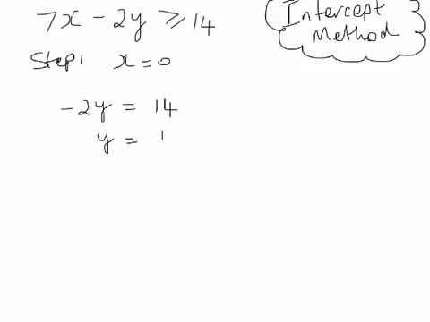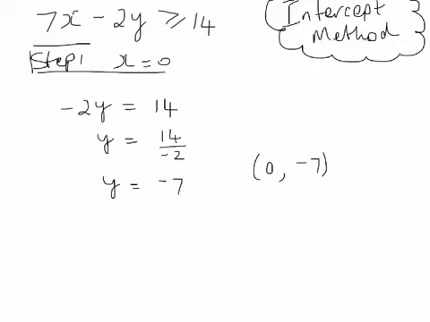So y is equal to 14 divided by negative 2, and if you get your calculator out, that's going to give you negative 7. So your first point is going to be 0, negative 7. So that's step 1.